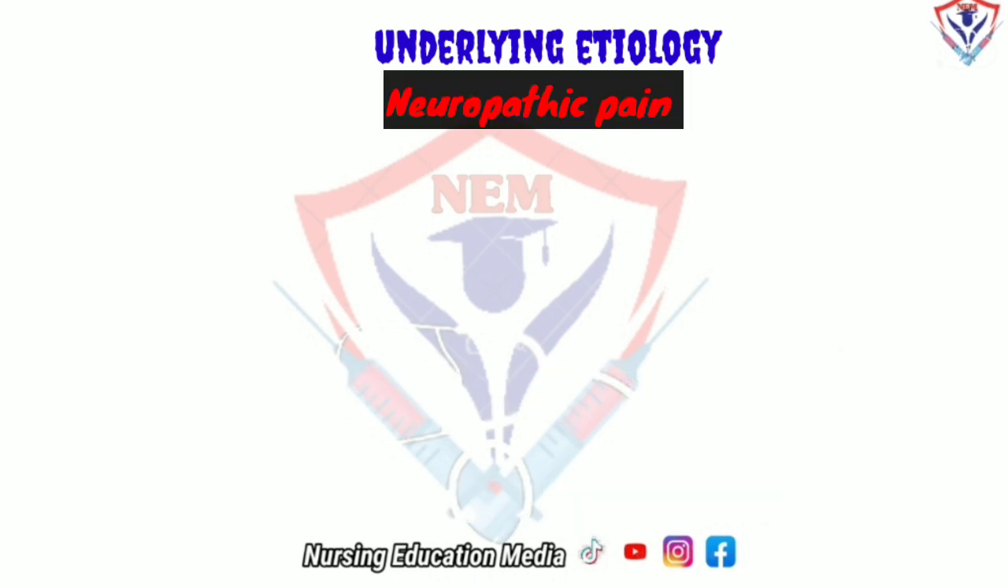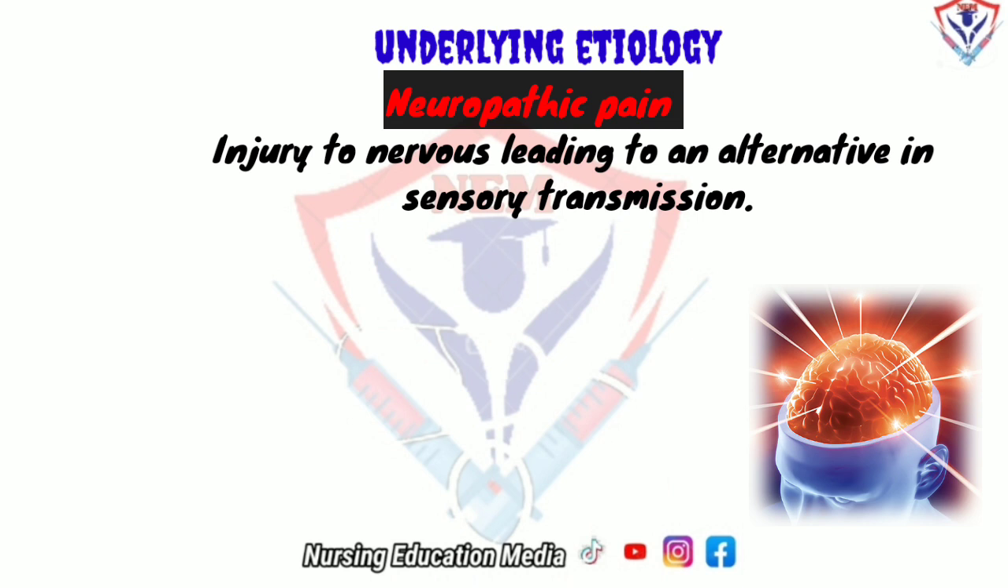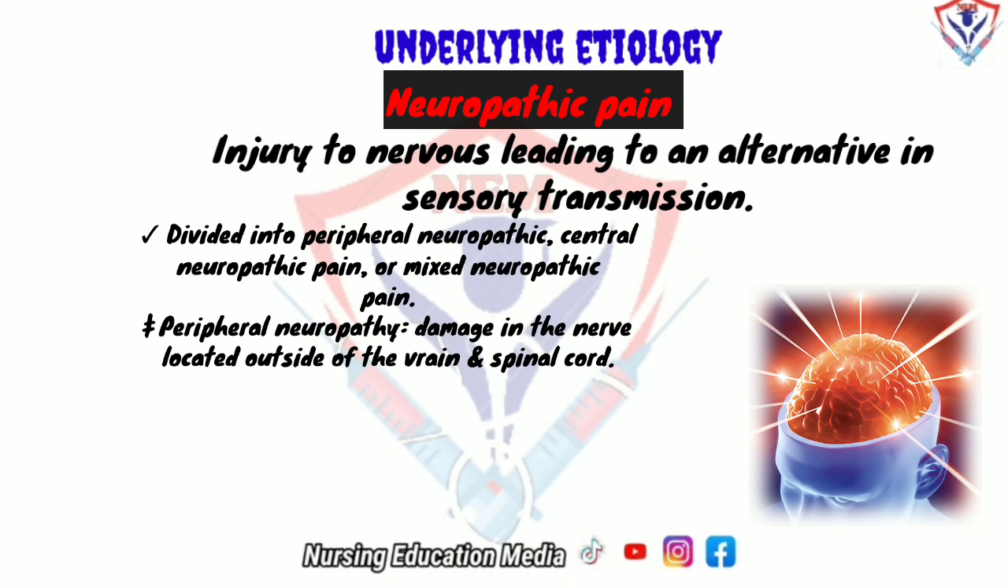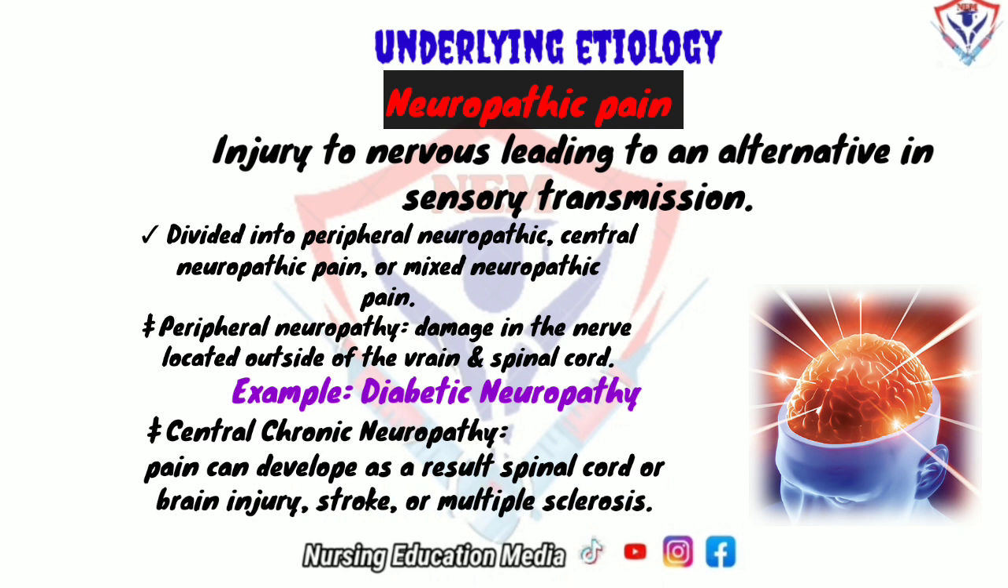Next comes neuropathic pain. Now, as the name goes, neuropathic pain is the result of injury to nerves leading to an alteration in sensory transmission. Neuropathic pain may be divided into peripheral neuropathic pain, central neuropathic pain, or mixed neuropathic pain. Peripheral neuropathy is a result of damage to the nerves located outside of the brain and spinal cord. This often causes weakness, numbness, and pain, usually in the hands and feet. An example of neuropathic pain includes diabetes. Central chronic neuropathic pain can develop as a result of spinal cord or brain injury, stroke, or multiple sclerosis.